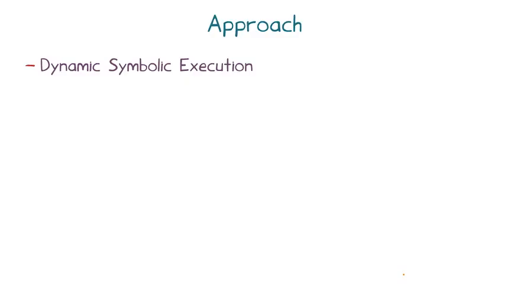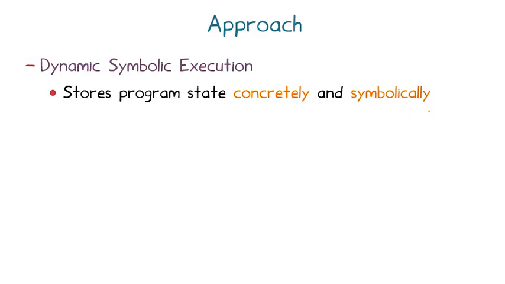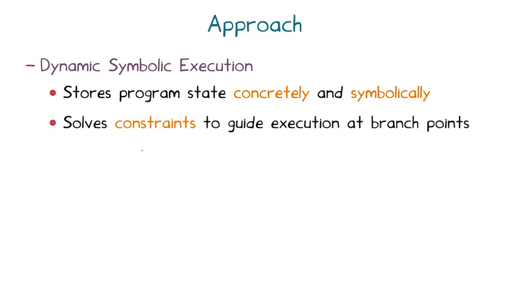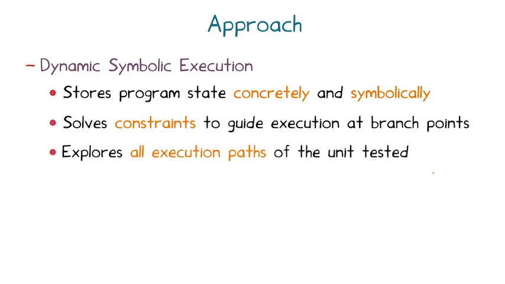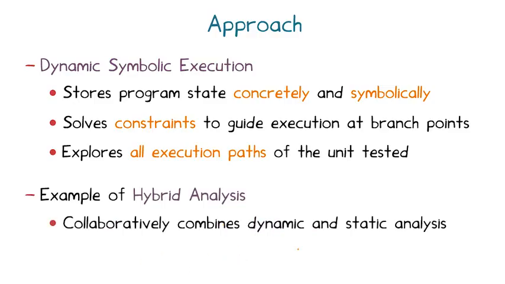In this lesson, we will discuss a new technique for automated test generation called dynamic symbolic execution. This technique keeps track of the program state both concretely, like a dynamic analysis, and symbolically, like a static analysis. It solves constraints to guide the program's execution at branch points. In this manner, it systematically explores all execution paths of the unit being tested. Dynamic symbolic execution is an example of a hybrid analysis. It collaboratively combines dynamic and static analysis.